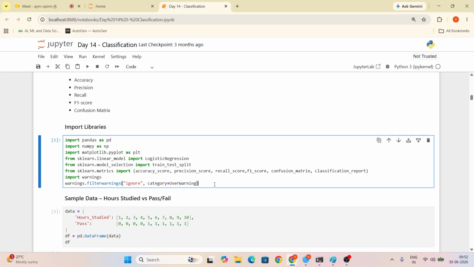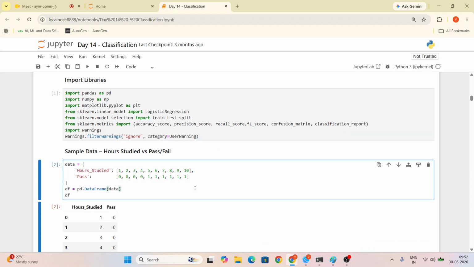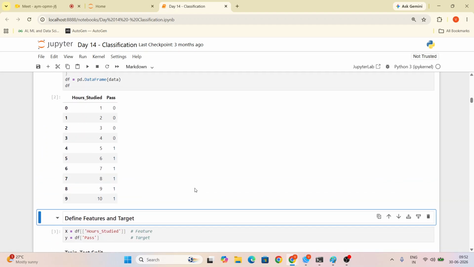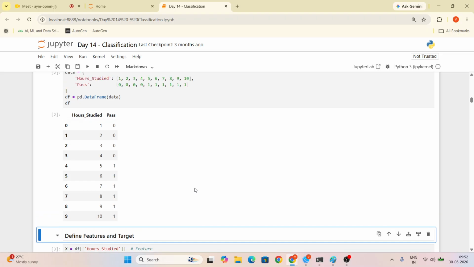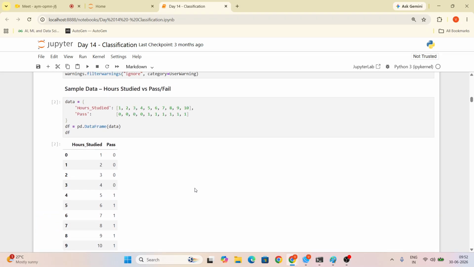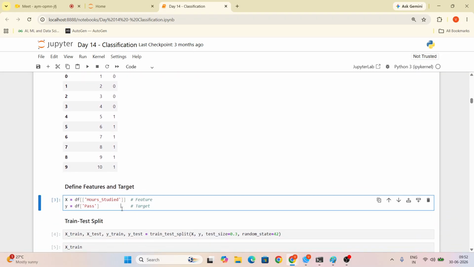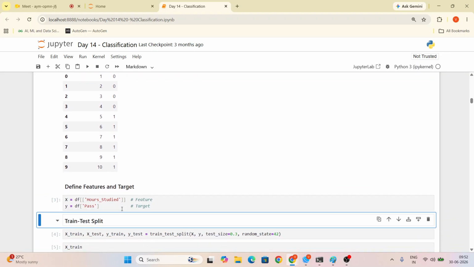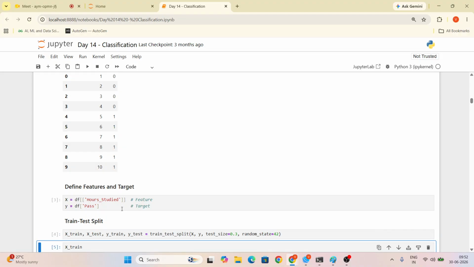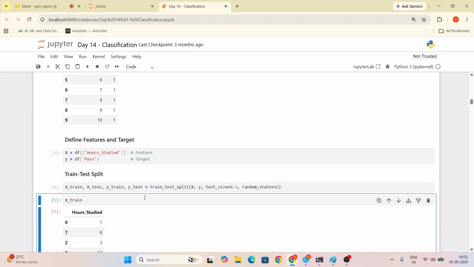Okay, so now go to another one. Is it easy to create a table, guys, using a data frame? Is it hard? No, it is easy. Okay, so which one is independent, which one is dependent? Hours is independent. Yes. Result is dependent. Yes. Okay, now we're going to train test split.